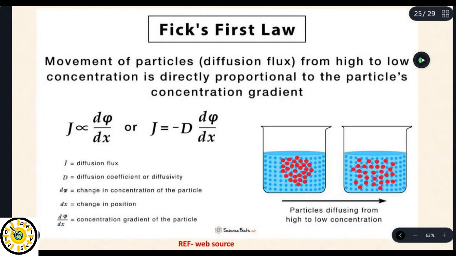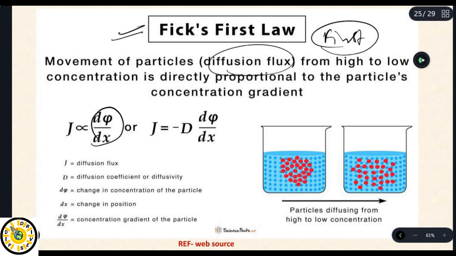ठीक है, so this is about Fick's first law. ठीक है, so this is associated with the diffusion flux. So J will be directly proportional to d phi upon dx. अभी बोला d phi by dx will be the concentration gradient of the particle, that means del C upon L, C1 minus C2 upon L.